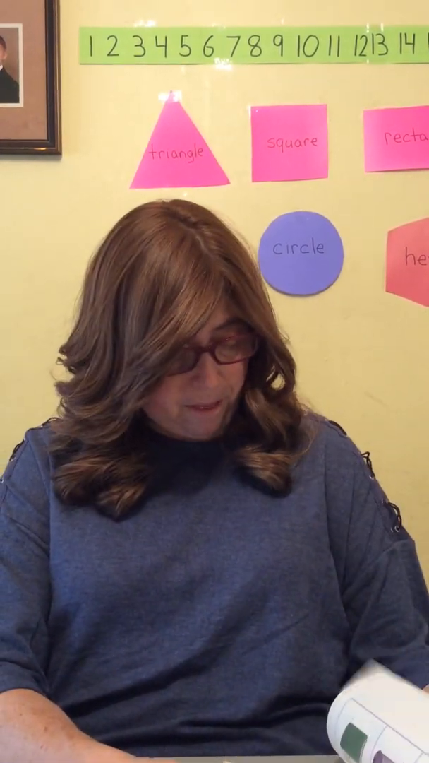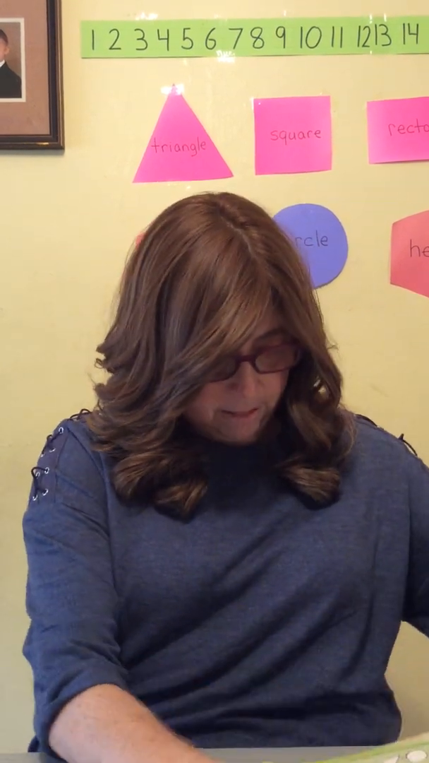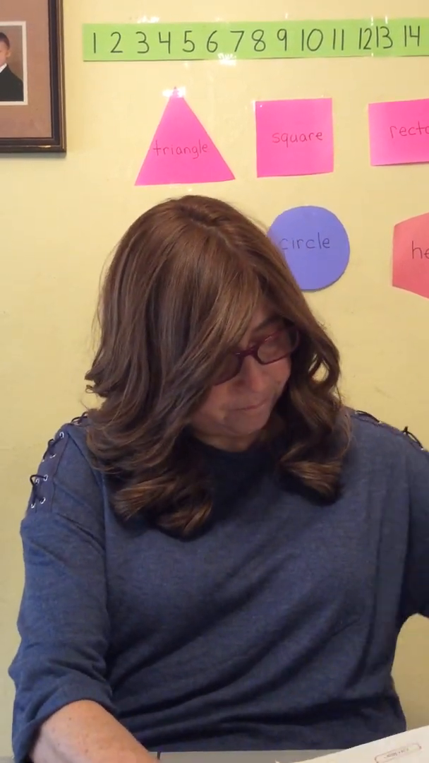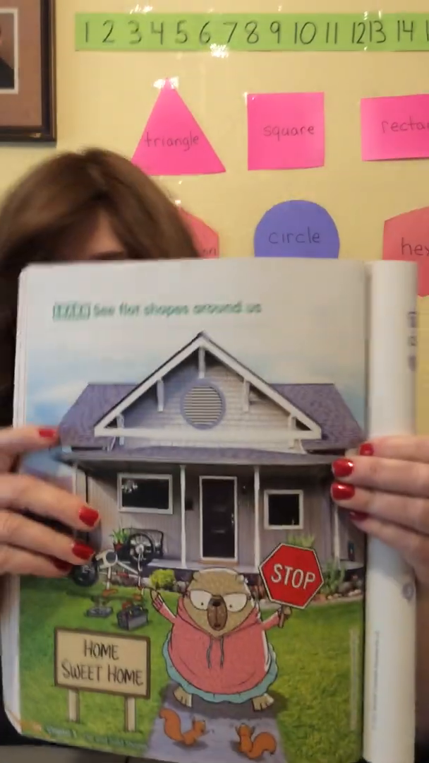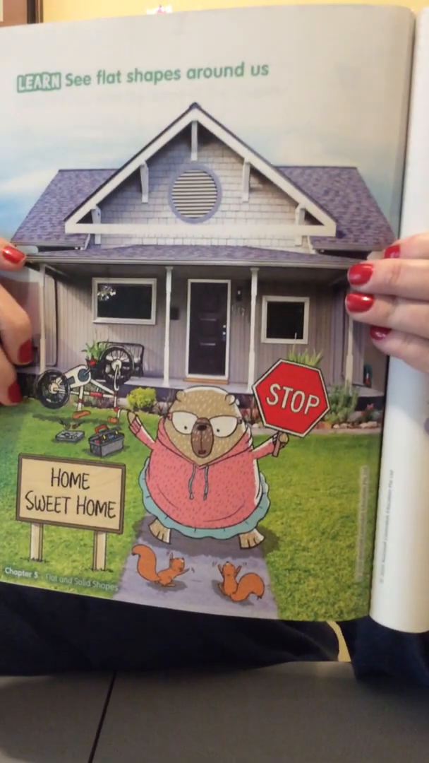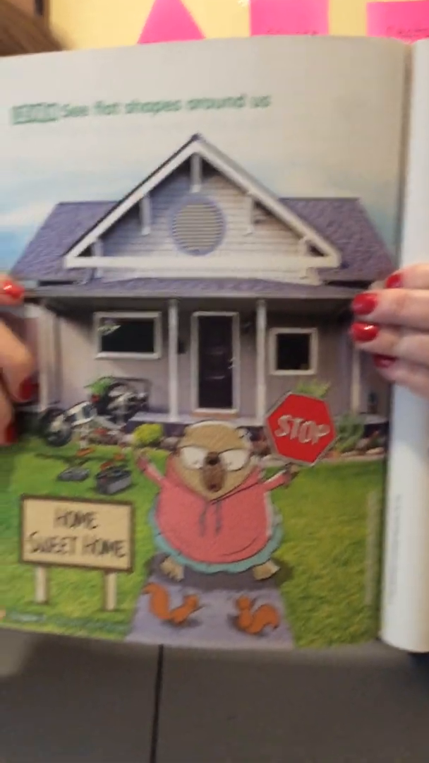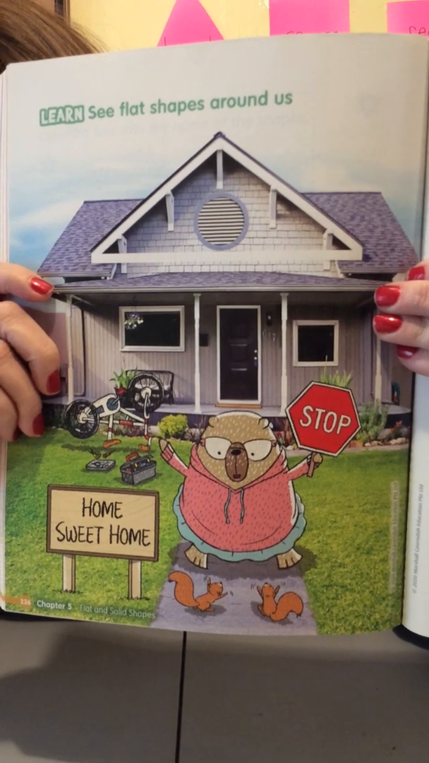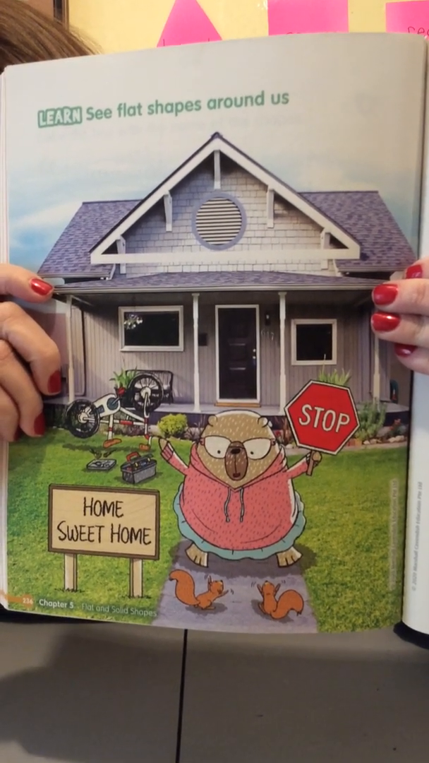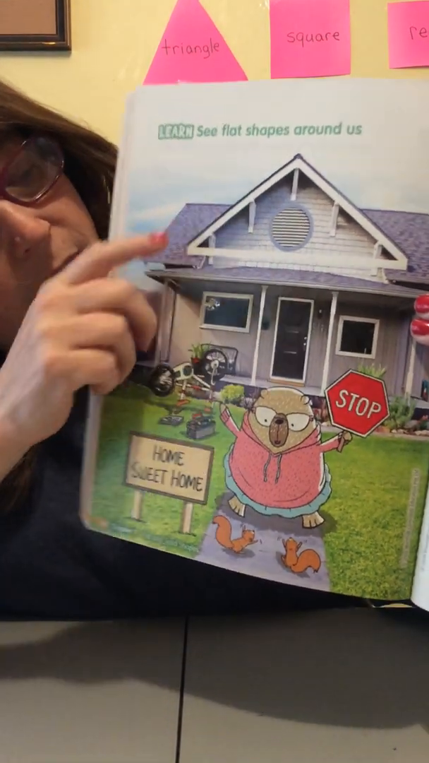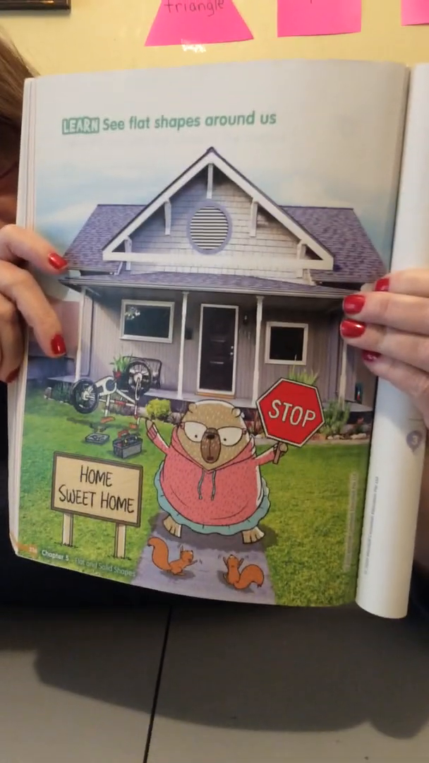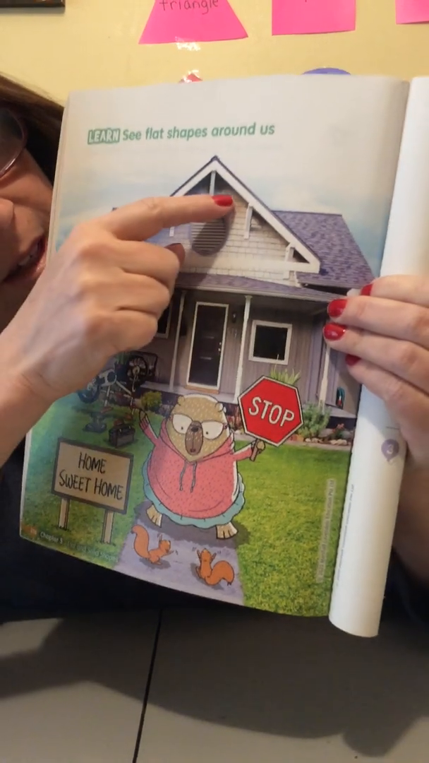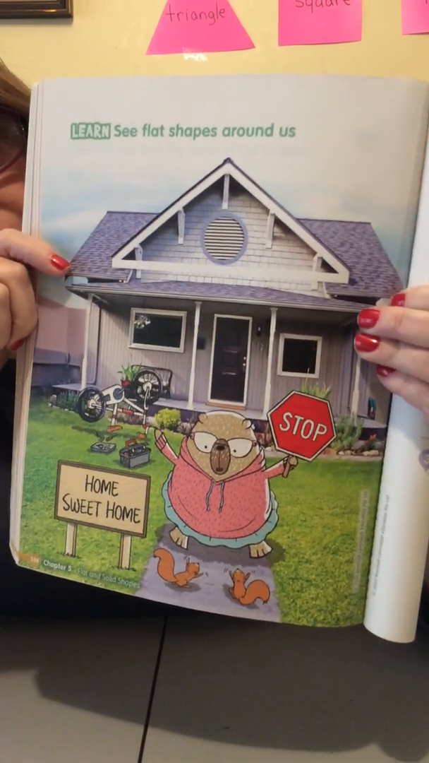So I want to open my math book. And I want to show you a picture. What shapes do you see in this picture? Take a few minutes. I see a triangle by the roof. I see a round window.